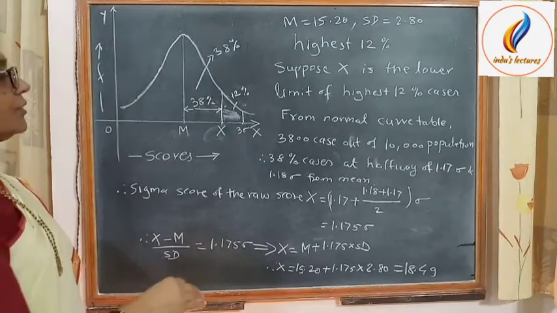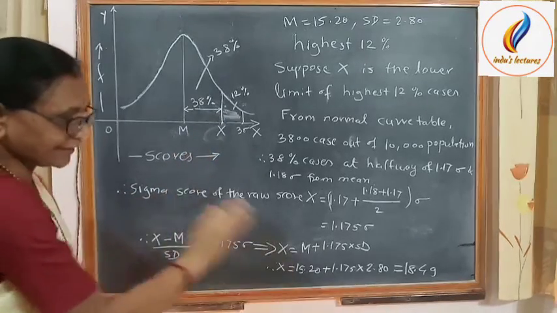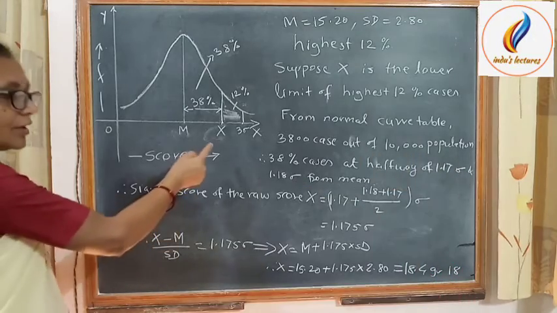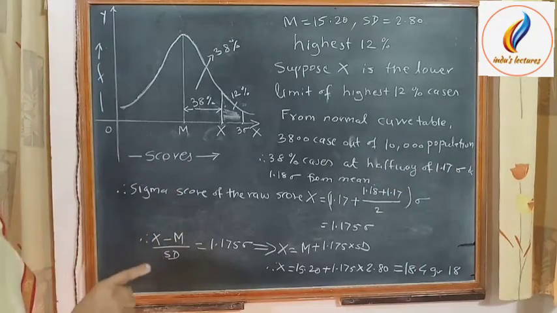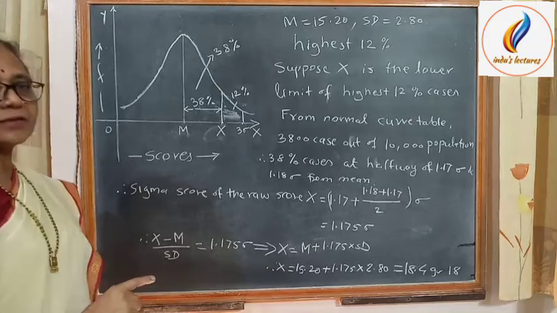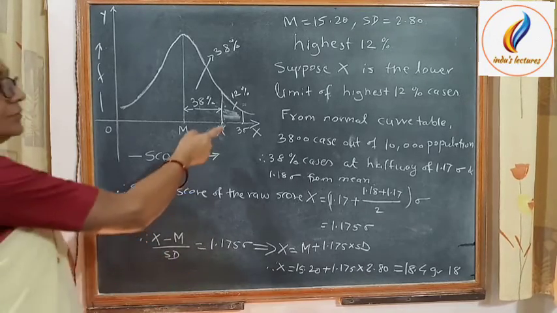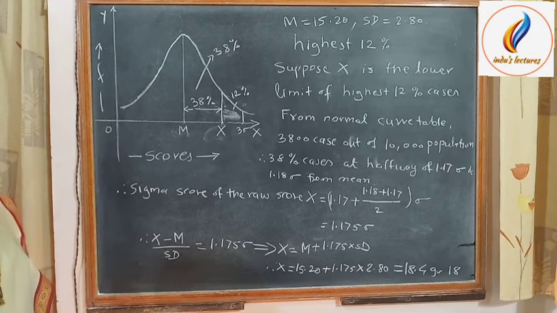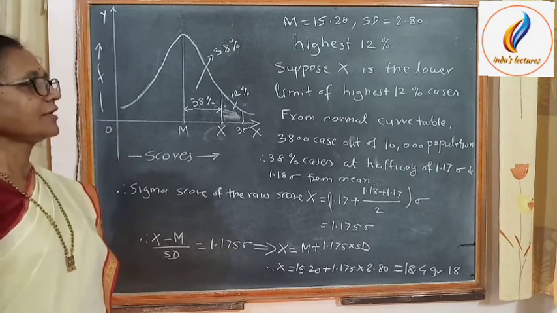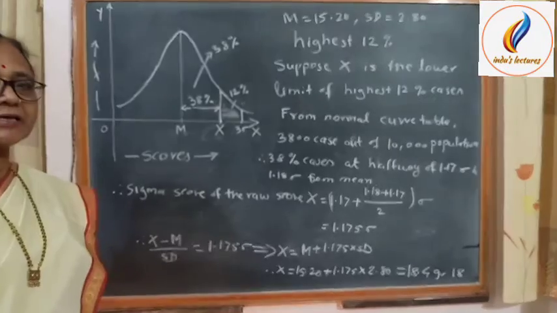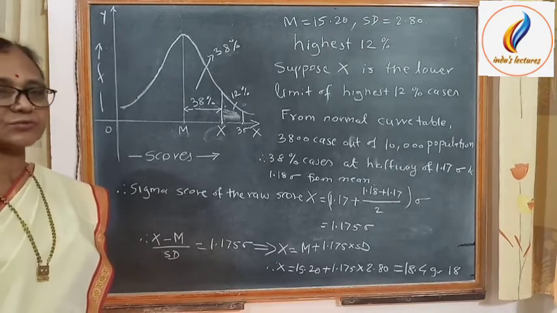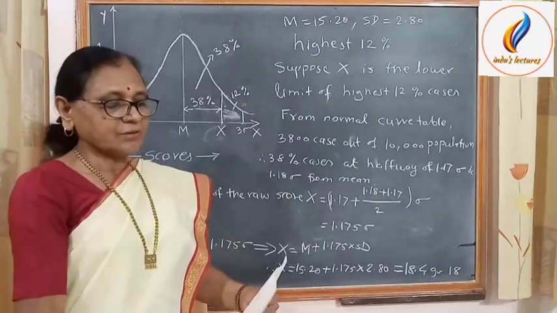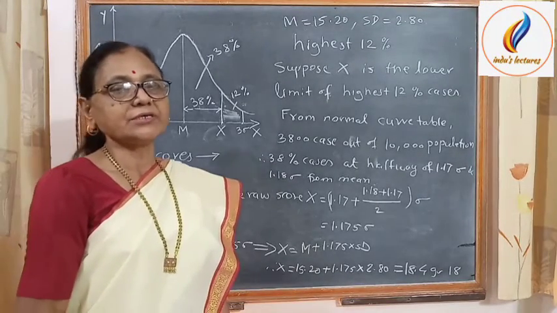So we can see the lower limit of the highest 12% is 18, approximately 18.5. The lower limit of the highest 12% cases is about 18.49, and the upper limit of the highest 12% cases is the highest score in the distribution. In this way, in this part we find the score limits of the highest given percentage in a normal distribution. In the next part, consider how to find the percentile from a percentile point by using the normal distribution.